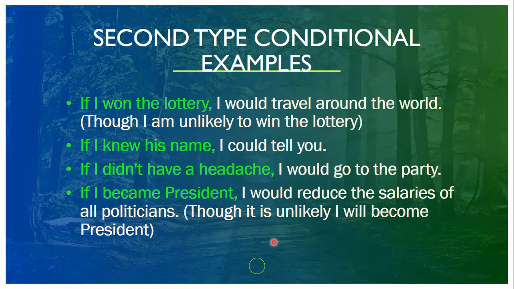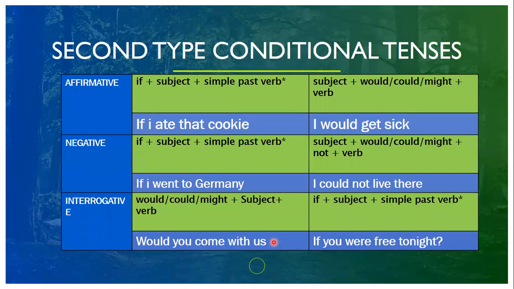If I became the president, I would reduce the salaries of all the politicians. Though this is unlikely because probably I will never become the president. We have a president already, and probably I'm too old for the charge or I don't have the credentials for it. The second type conditional tenses. We have three tenses in the second type conditional: the affirmative, the negative, and the interrogative tense. So that means that all of these are the three forms that they can use.